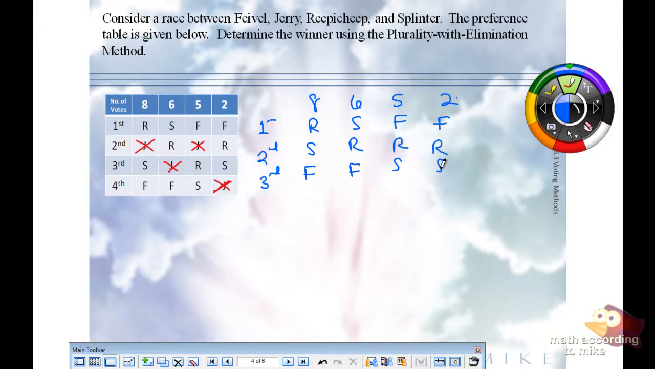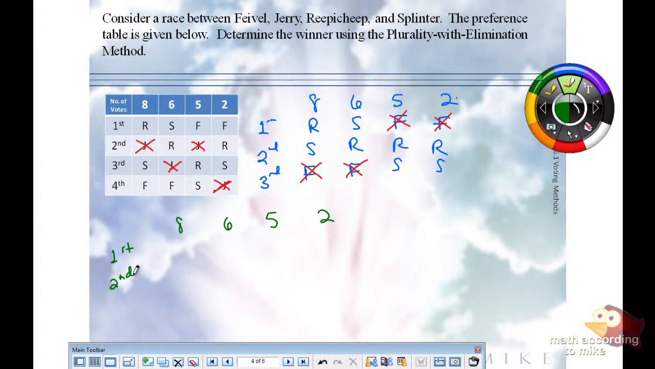But notice that did not affect the first row. Reepicheep still has 8. Splinter still has 6. Fievel still has 7. So we repeat the process. Now, Fievel has the least number of first place votes. So Fievel goes away. And we make yet another chart, keeping the column headers the same. The rows are going to change yet again, because now we have first place and second place.